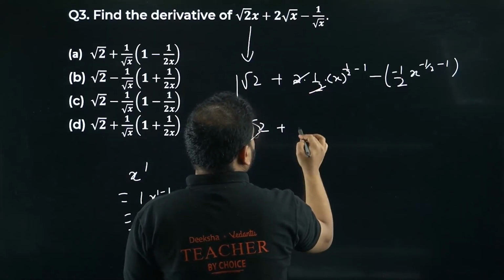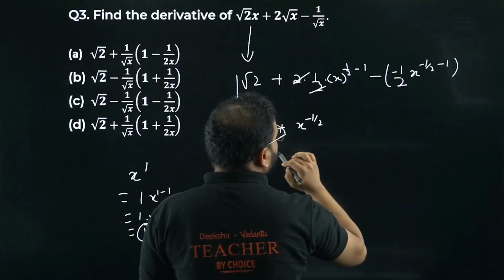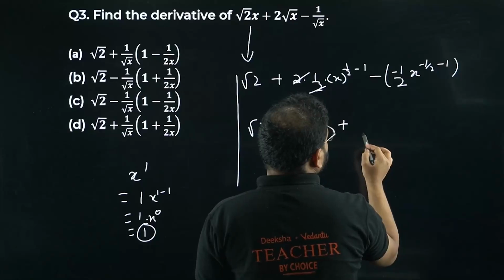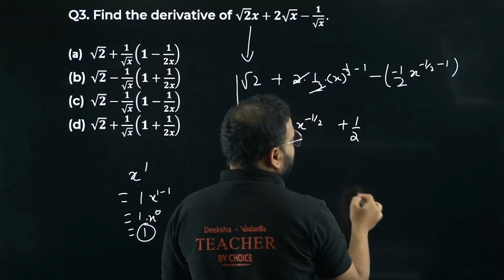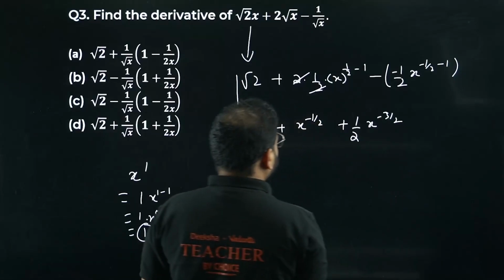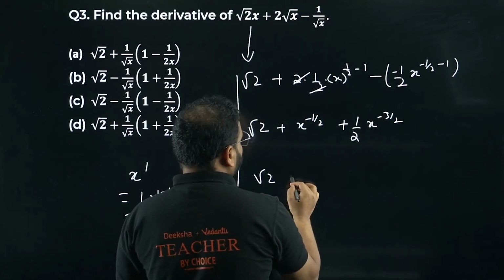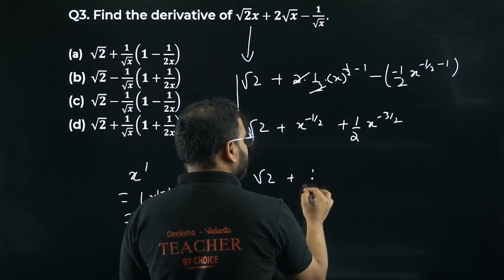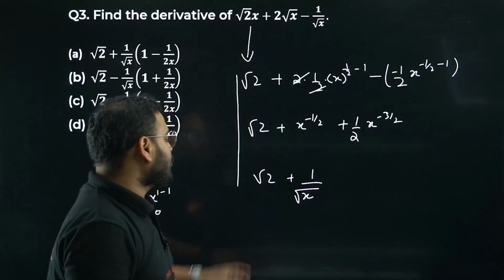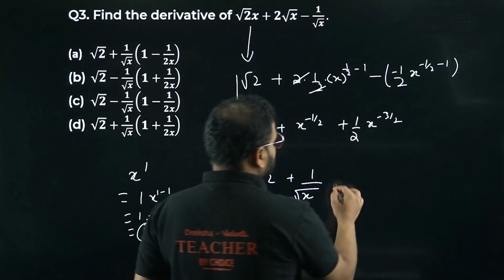So plus x power minus 1 by 2. I get here, please check. It will become positive. So I have plus 1 by 2 and become x power minus 3 by 2. Okay. So I'll end up with root 2 plus, negative means it comes over here, x power 1 by 2 means root x, plus 1, root 2 plus 1 by root x. Plus sign is there, of course.